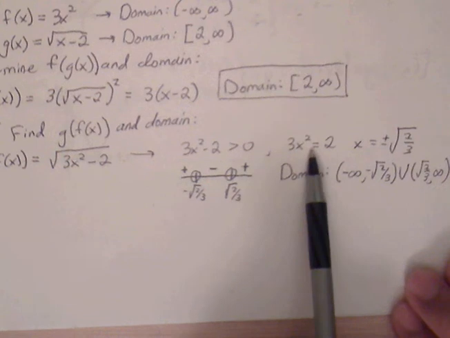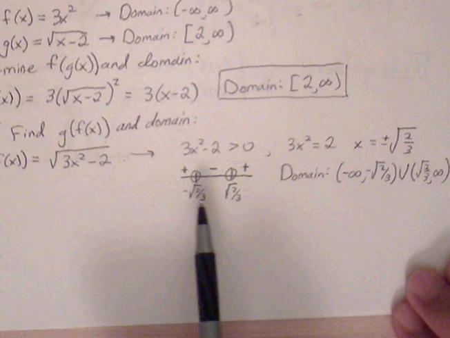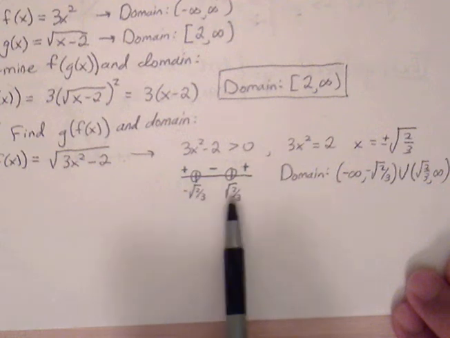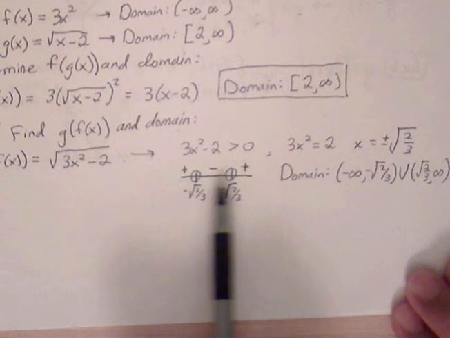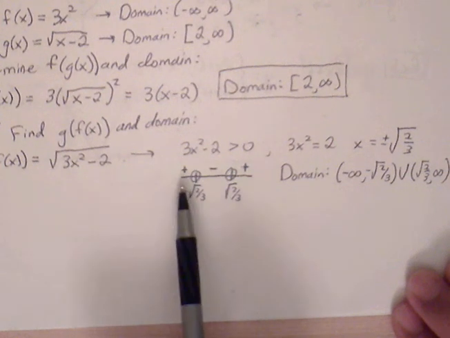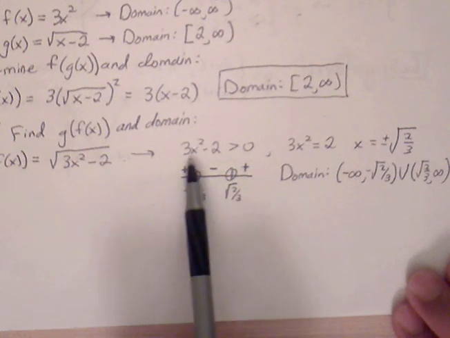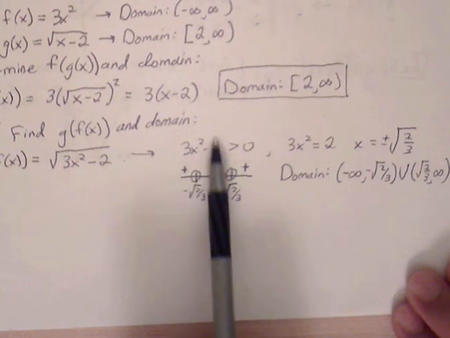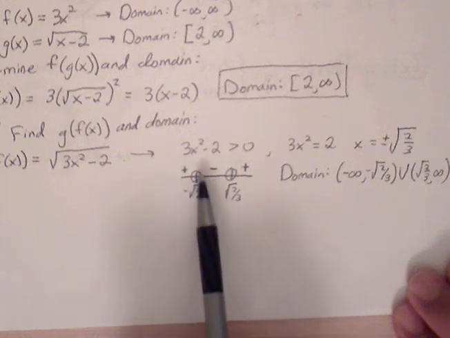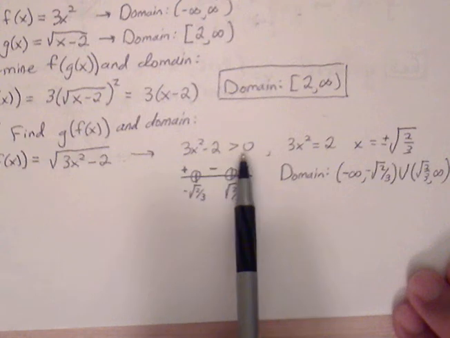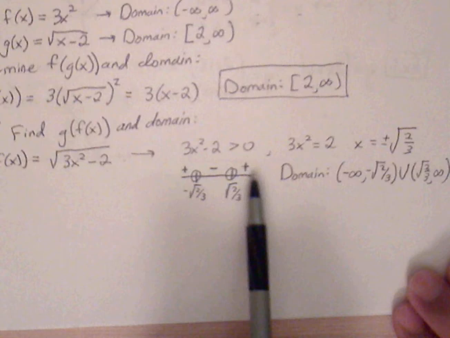So 3x squared is equal to 2. x is equal to plus or minus root 2 over 3. We're going to put those two values on the sign line, and then plug values into the original inequality to see if it's positive or negative. So if I plug in a large negative value, that's going to convert to a positive, and that's going to give us a positive value for this expression, so positive. In this region, if I plug in 0, 0 minus 2 is negative 2, which is less than 0, so we know that's negative. And then this portion again will give us a positive value.